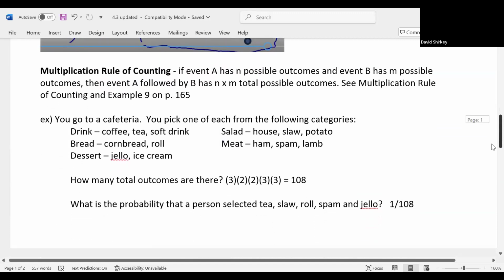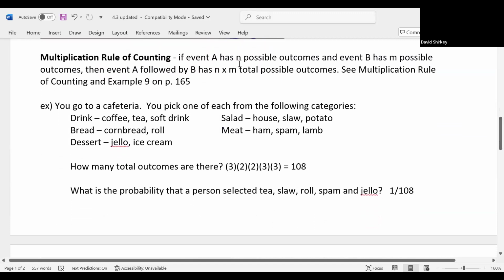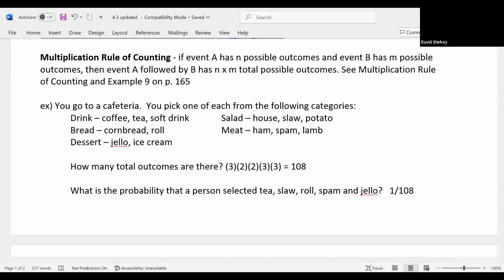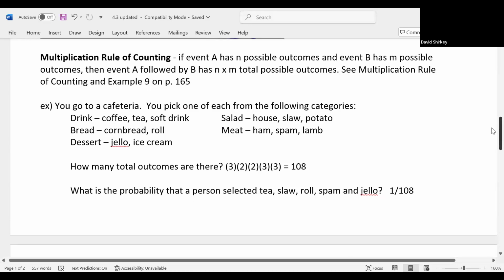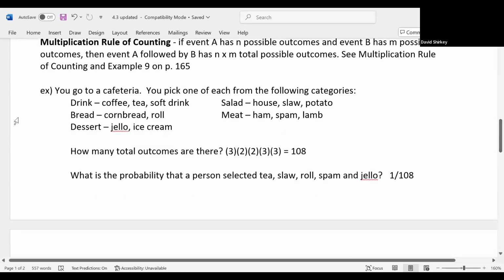Multiplication rule of counting. If event A has n possible outcomes and event B has m possible outcomes, then event A followed by event B will have a total of n times m total possible outcomes. Take a look at the multiplication rule of counting and example 9 on page 165. Here's an example I made up. It's not in your textbook, but it gets the point across.